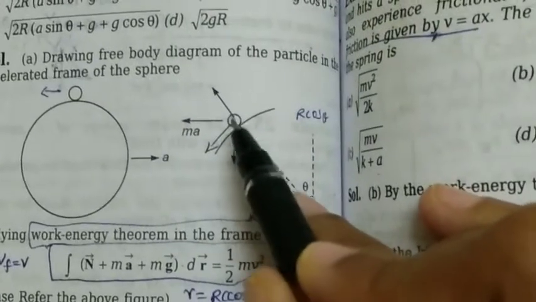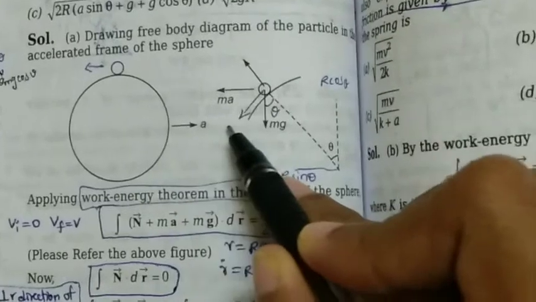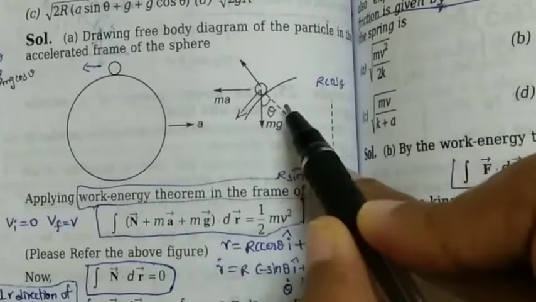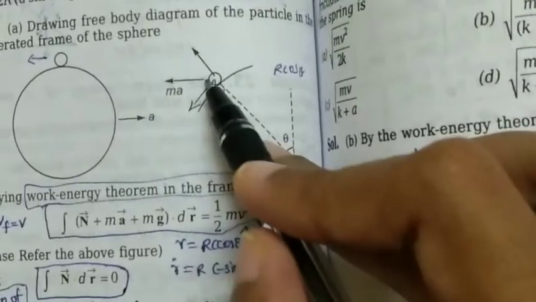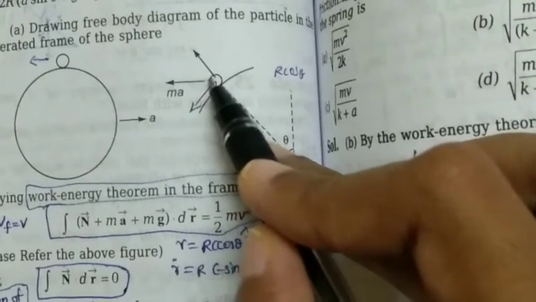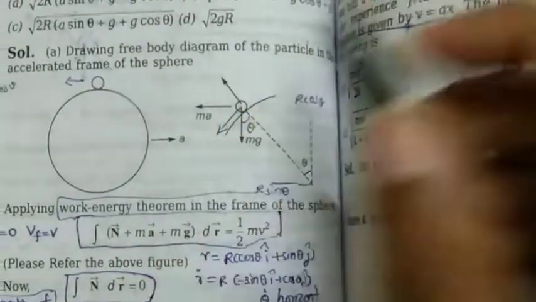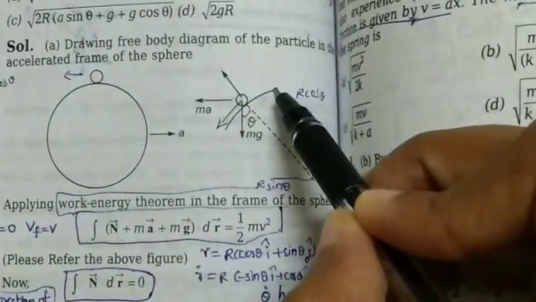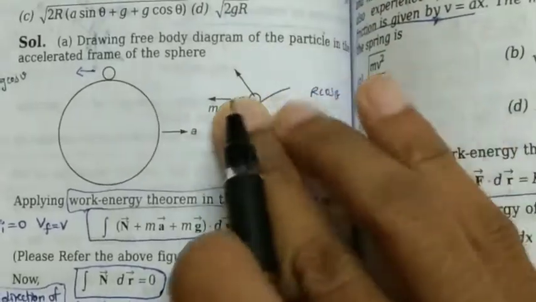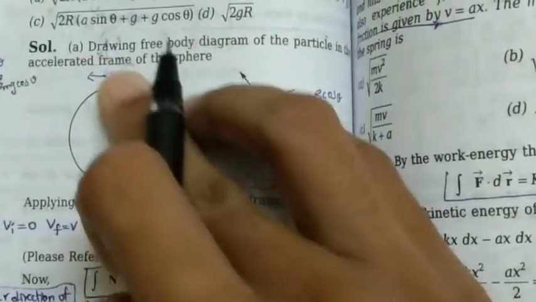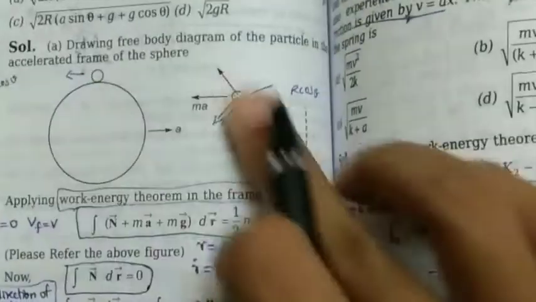So the force acting on this small particle would be in this direction, ma. The sphere is actually moving in this direction with an acceleration, and because of the law of inertia, the force on the particle on the sphere would be in the backward direction. This entire thing is the sphere. This is just a short diagram, with the particle lying on the sphere and moving towards the backward direction.